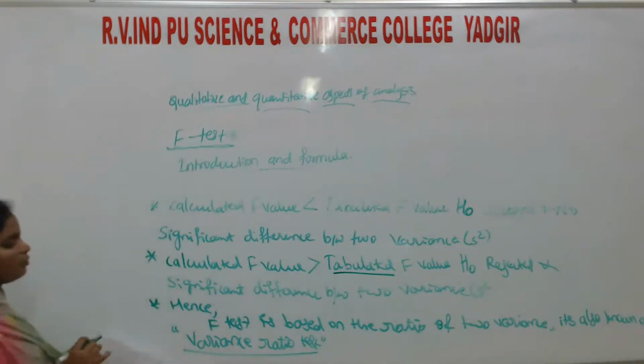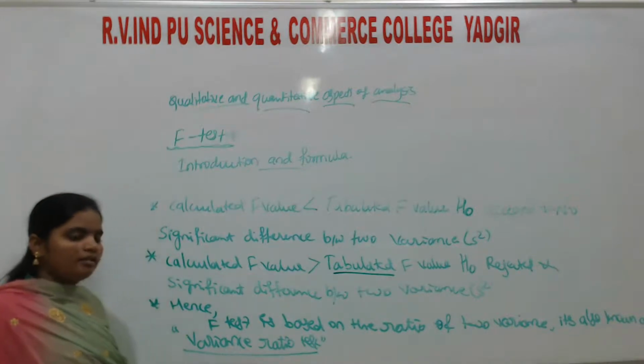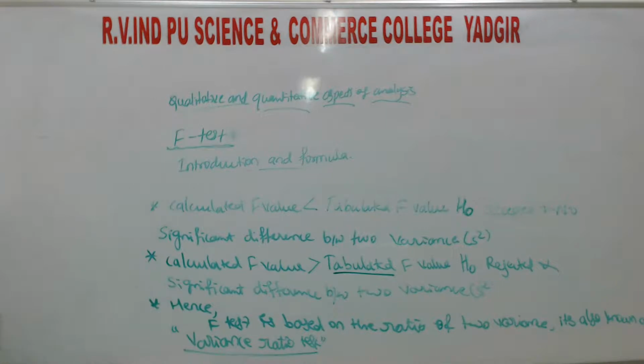This is the fourth point. Here the variance ratio means S1 divided by S2. That is the F test formula: F is equal to S1 square divided by S2 square.